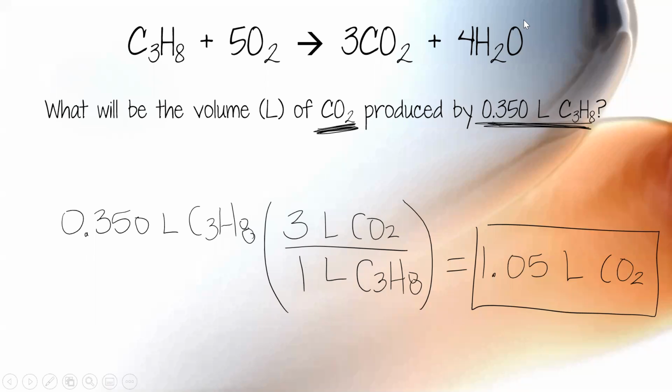So hope you actually tried the problem. I'm starting with my known amount of C3H8. I'm multiplying by the volume ratio, which comes from the coefficients in my balanced equation. And my answer is 1.05 liters of carbon dioxide. If you didn't get that, look at my work, ask questions if you need to.